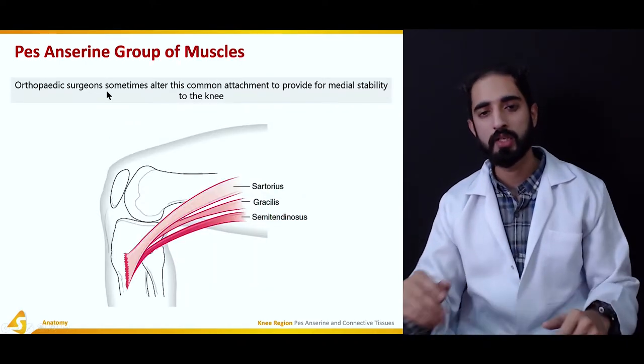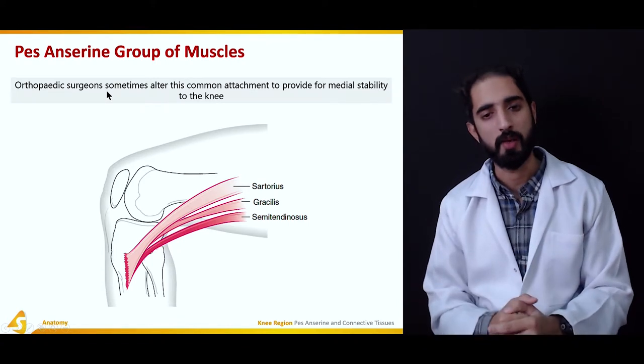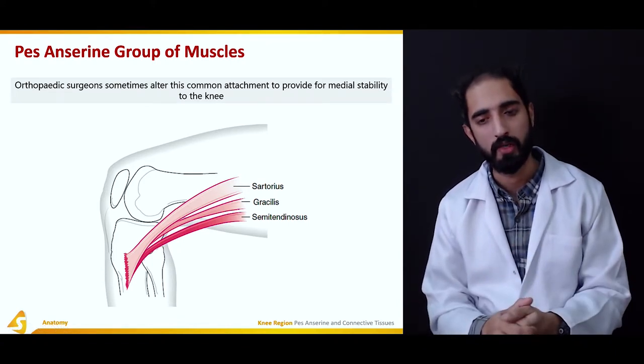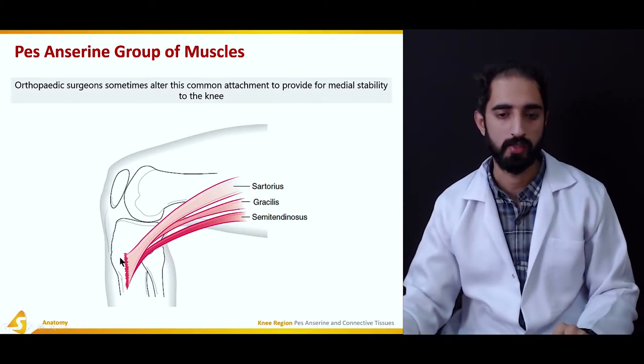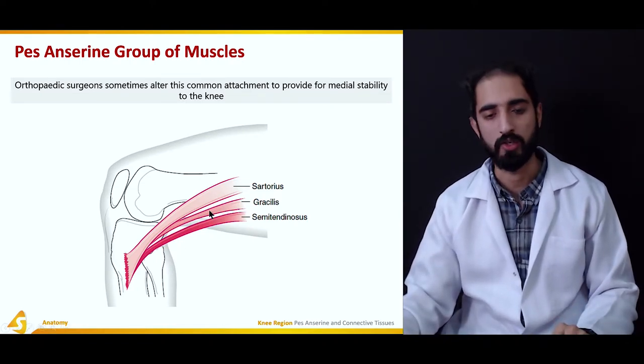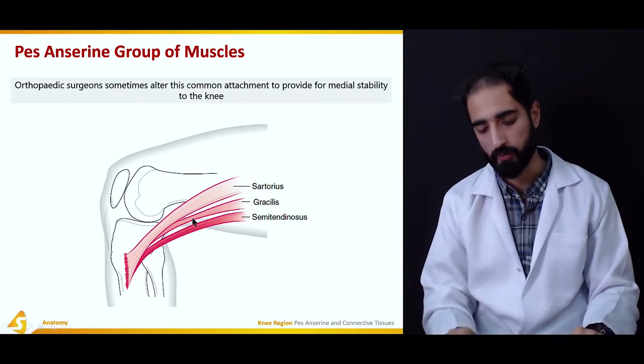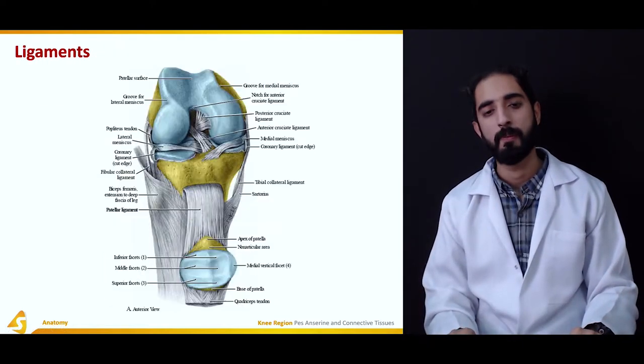Another clinical significance is that orthopedic surgeons sometimes alter this common attachment to provide medial stability to the knee as well, so that it covers the knee. Instead, in this figure you can see it's not covering the knee, so it covers the knee on the medial aspect and provides the dynamic stability component to the knee joint.